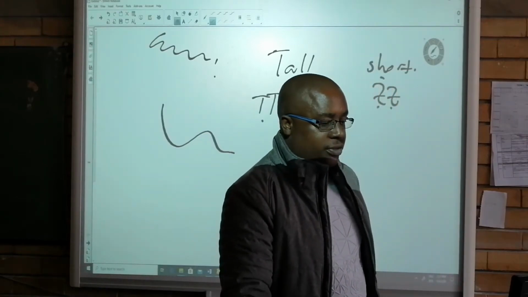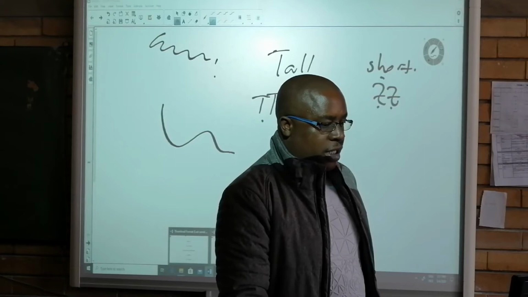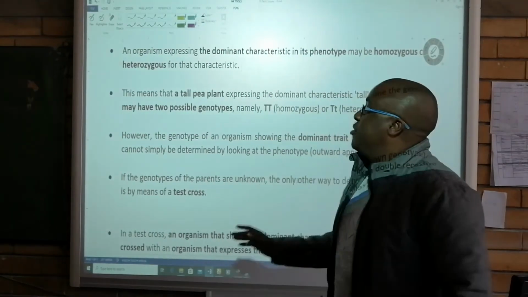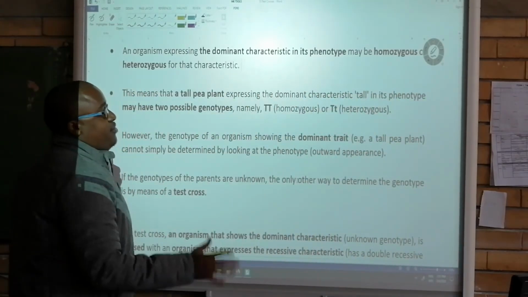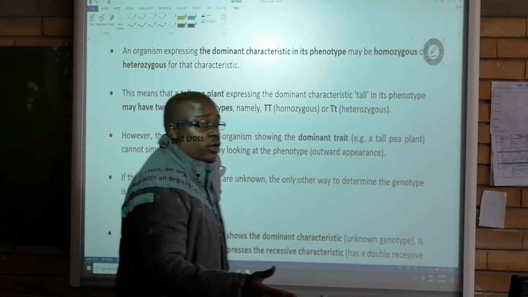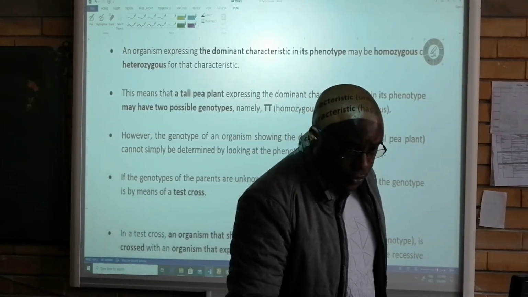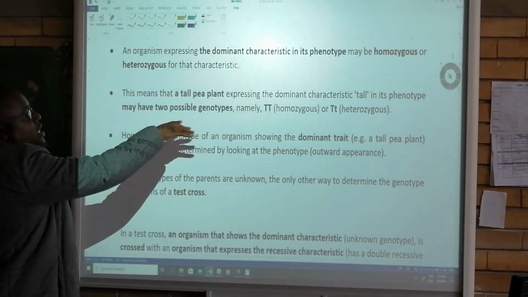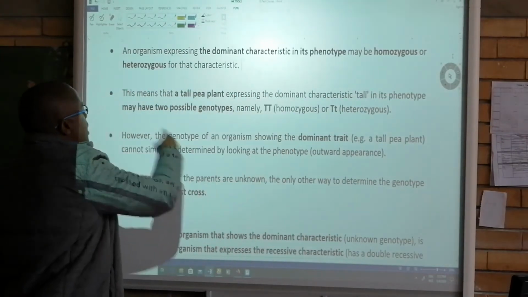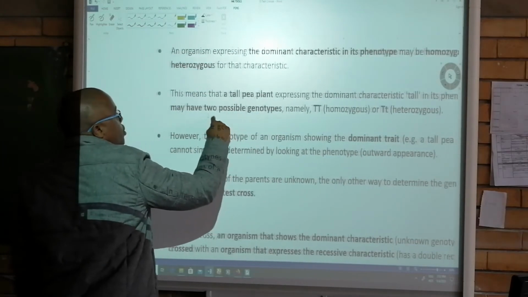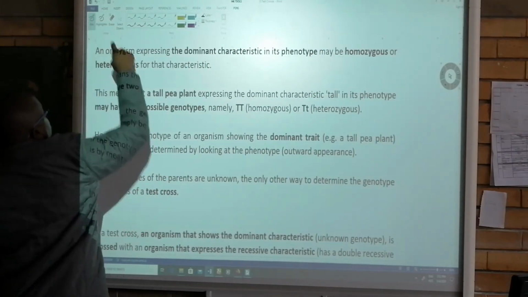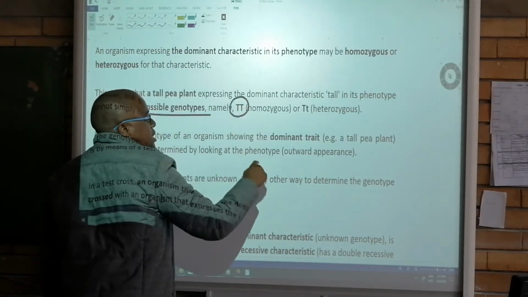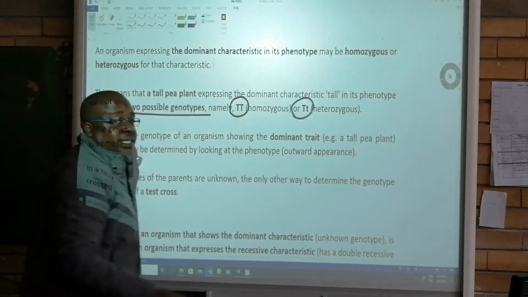Right, so what does this mean? Let's go. There we go. An organism expressing the dominant characteristic in its phenotype may be homozygous or heterozygous. You're getting that? I hope you're getting that. So this means that a tall P plant expressing the dominant characteristic tall in its phenotype may have two possible genotypes, either homozygous dominant or heterozygous.